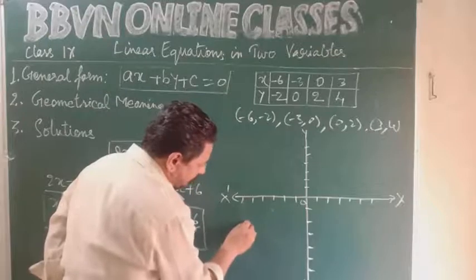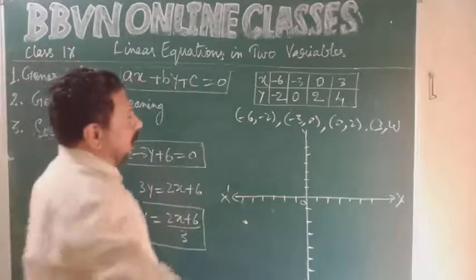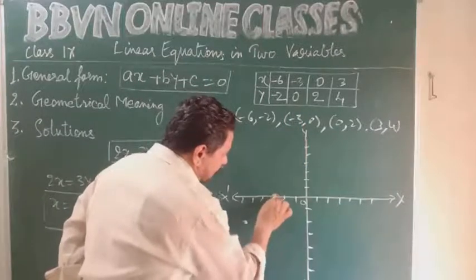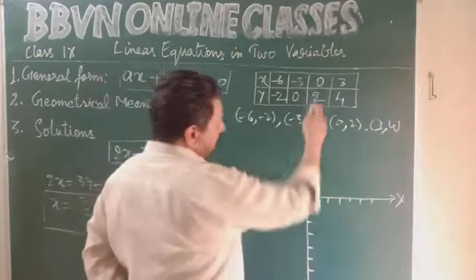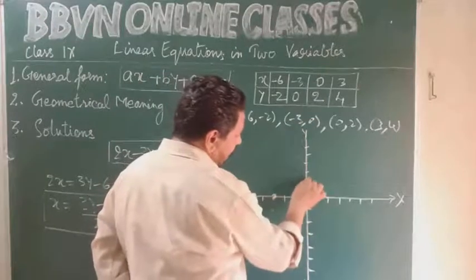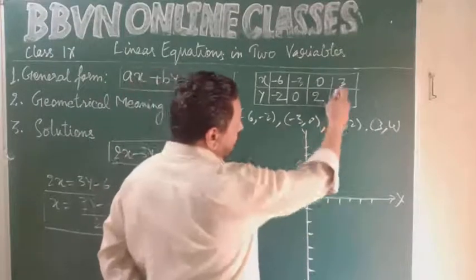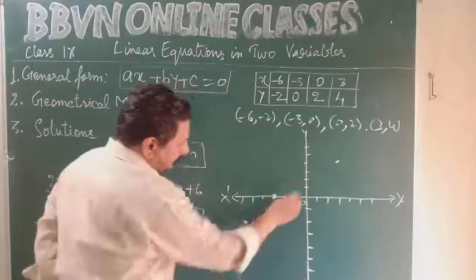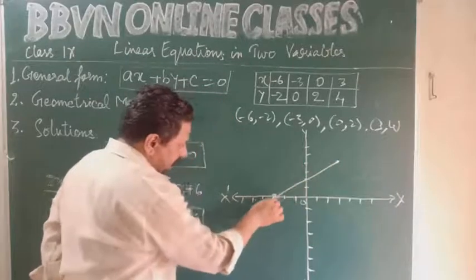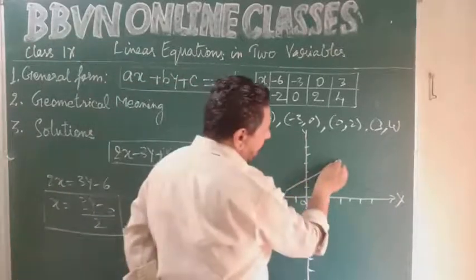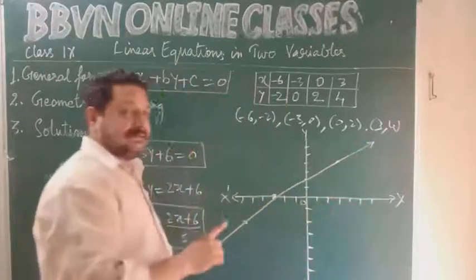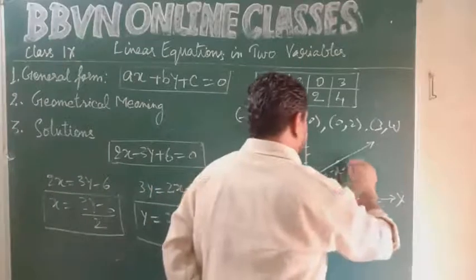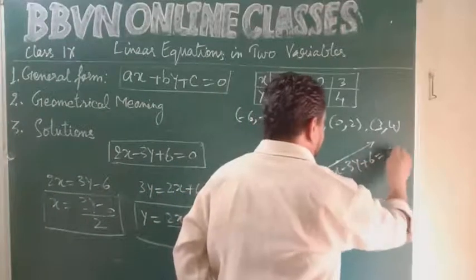This is the point. Okay. Now, x is minus 3, y is 0. This is the point. x is 0 and y is 2. x is 3 and y is 4. Right? Now, by joining these points, we get a straight line. This straight line represents the linear equation 2x minus 3y plus 6 equal to 0.